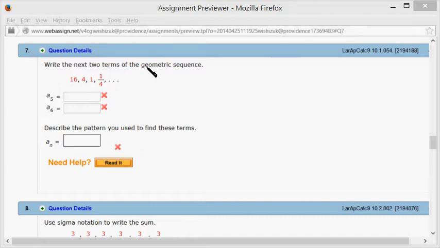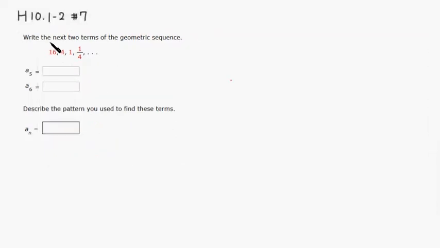It says that it's a geometric series, so every time you go to the next term, it's multiplied by a certain number. You can see that here. 16 to 4, so it looks like it's multiplied by 1/4, right? And here multiplied by 1/4, right? So this is A1, this is A2, A3, A4.